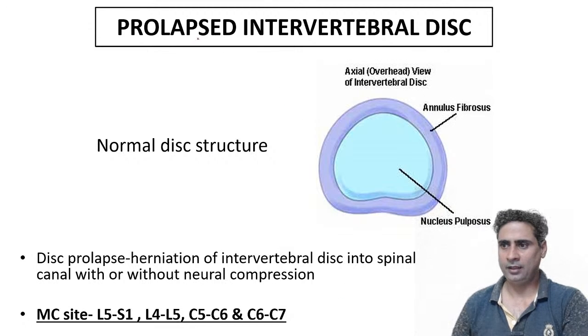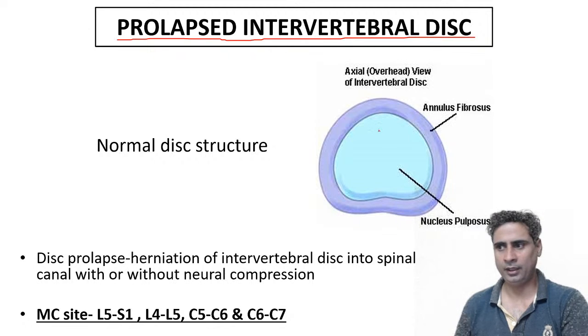The next topic is prolapse of the intervertebral disc. First, see briefly the anatomy of an intervertebral disc. It consists of two parts. The central large part is the nucleus pulposus, which is the gelatinous part, and the peripheral part, which keeps this gelatinous part in place, is the annulus fibrosus.